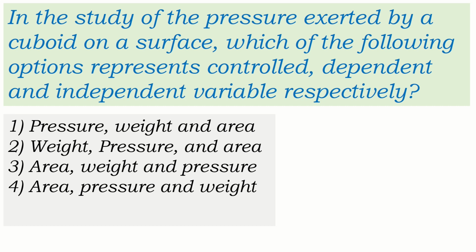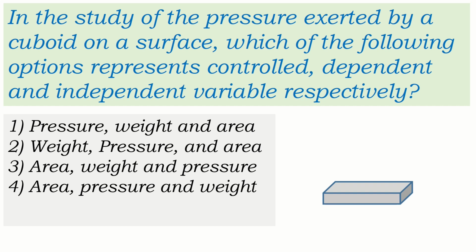We have to go through the question in detail. We have to analyze the question. In the study of the pressure exerted by a cuboid, let's say this is a cuboid. On a surface, a cuboid is taken and we are studying what amount of pressure it exerts on the surface. Which of the following options represents controlled, dependent and independent variable?